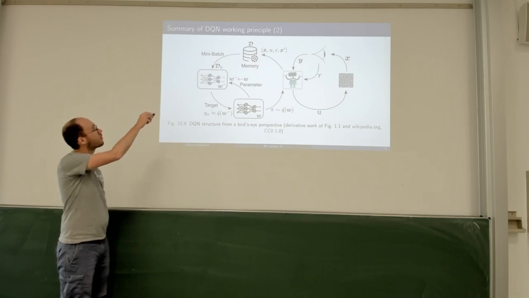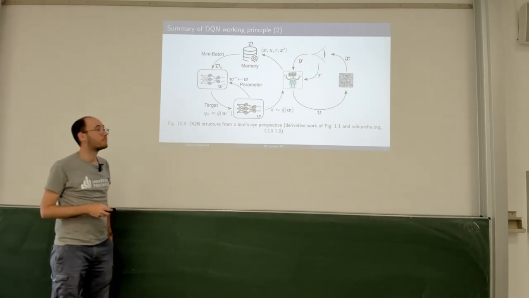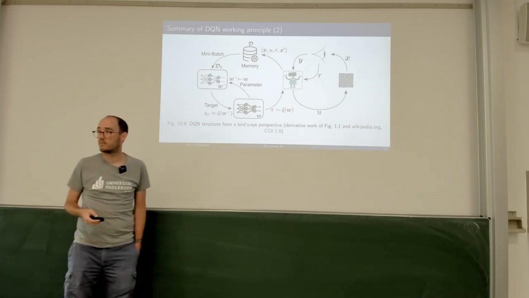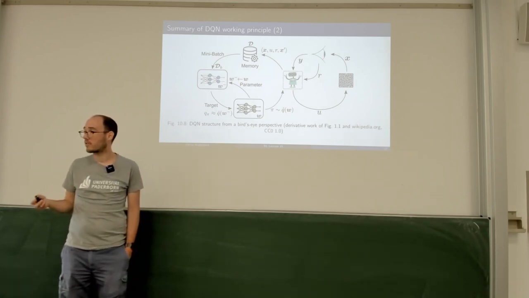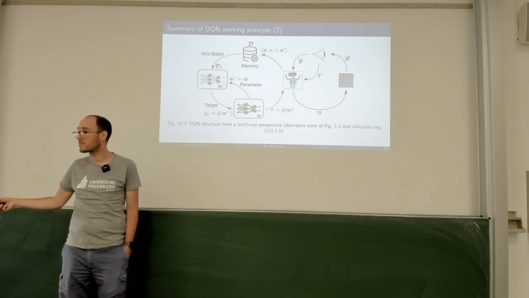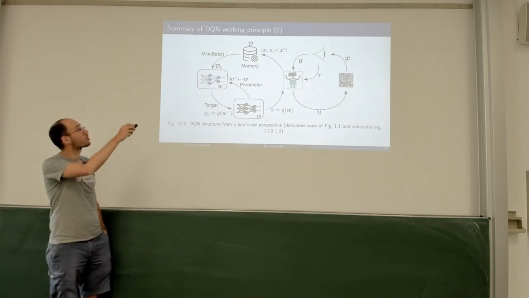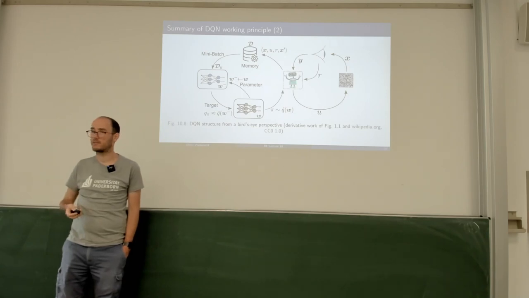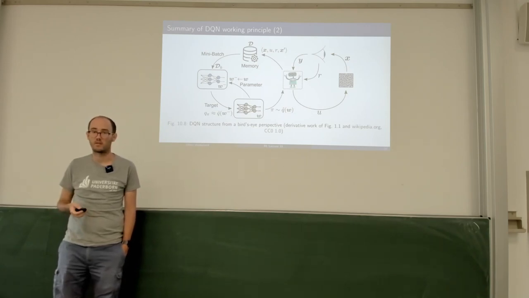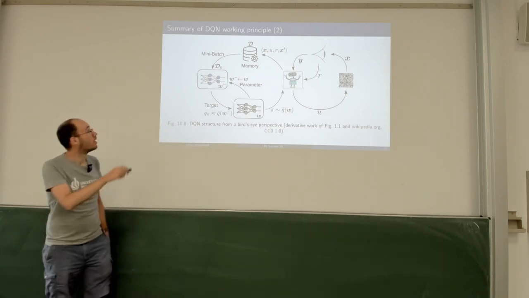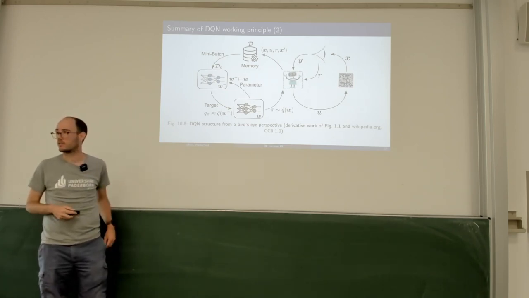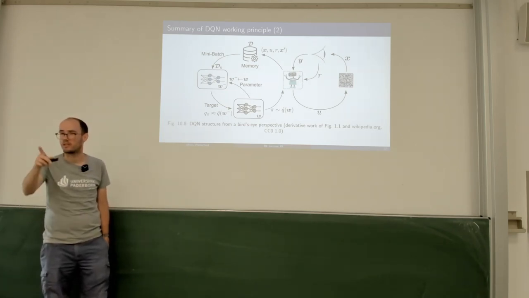From this memory buffer, we can draw mini batches. For example, this memory buffer can hold 10,000s or 100,000s of past experience tuples. And maybe we just draw mini batches of 64 data samples or 128 data samples, so a very small batch in order to process this via a CPU, or larger mini batches if we want to process this via a GPU. But there's a question.